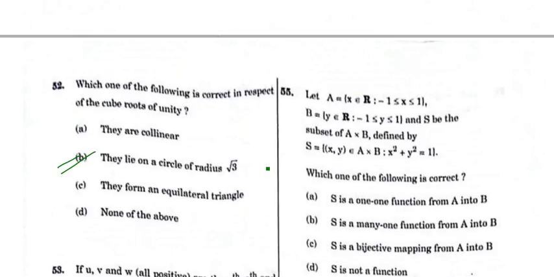Next question is, which one of the following is correct in respect of the cube roots of unity? So in the case of cube roots of unity, sorry, the right answer for the 52nd is C. So the right answer for the 52nd is C: they form an equilateral triangle.